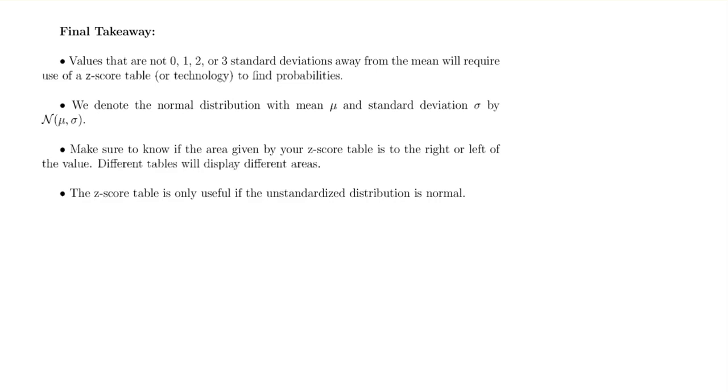You need to make sure you know that the area given by your z-score table is to the right or the left of the value. Look at the picture at the top of your table to know which type of table you have. They'll be different depending on what you're given. And z-score tables are only going to be useful if the unstandardized distribution is normal. If you're not working with a normal distribution, then what we just did doesn't matter. You can't use that table.